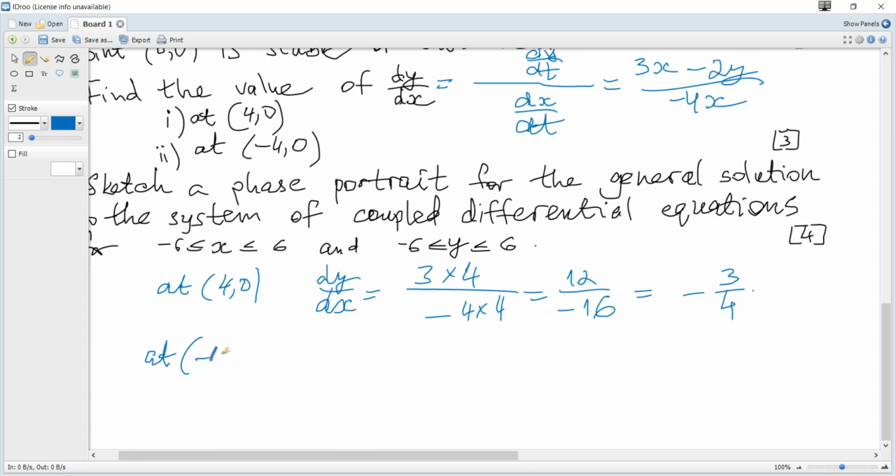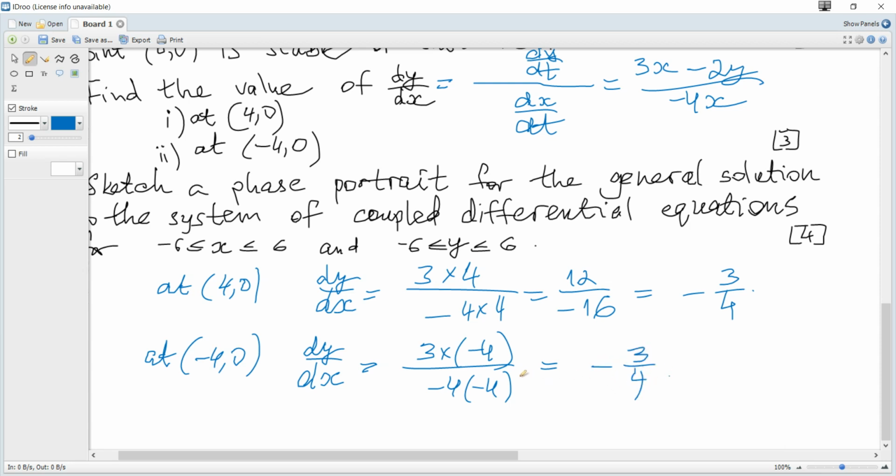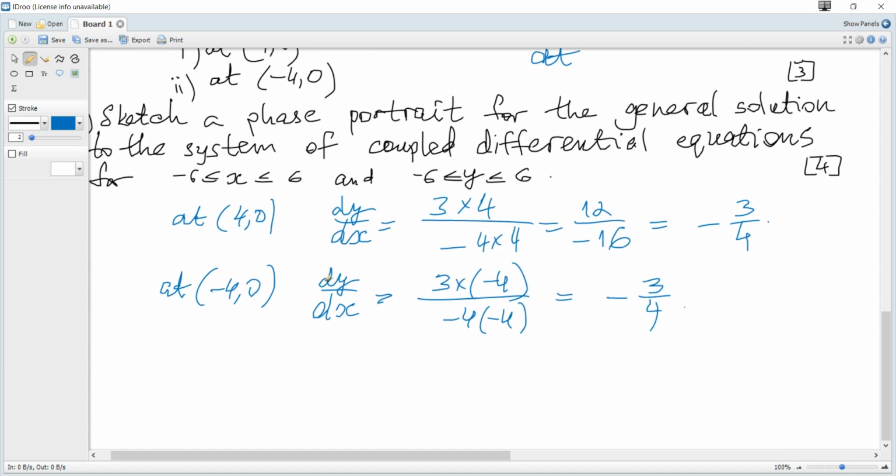And at negative 4, 0, dy over dx becomes 3 times negative 4 over negative 4 times negative 4, which is also negative 3 over 4. But what does it mean? dy over dx is the derivative. And what does it mean? It's the gradient of the tangent.